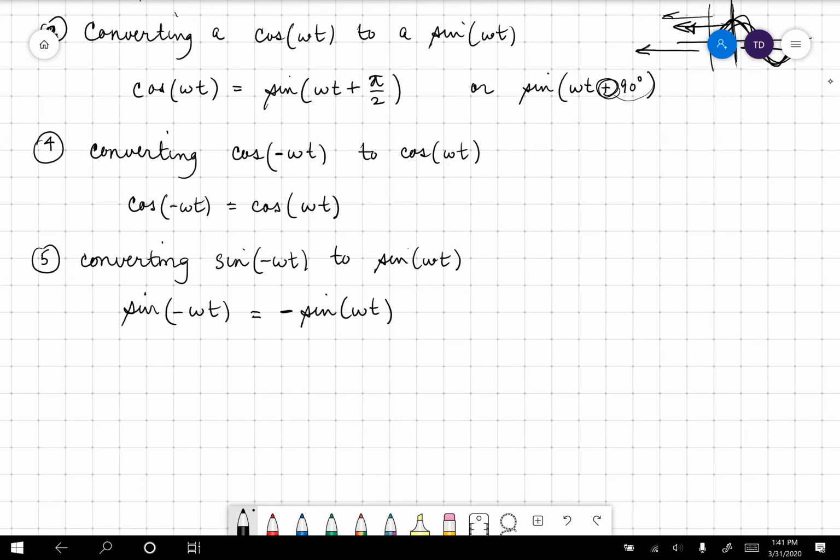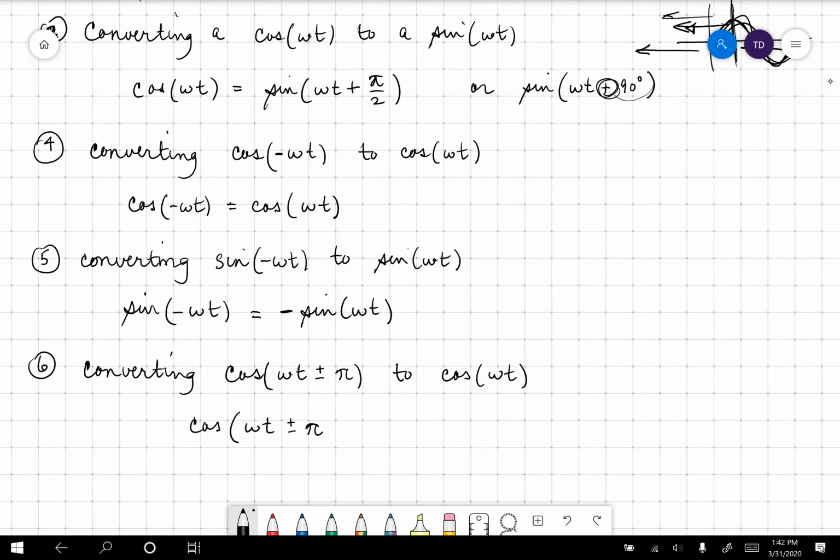Six and 7. Converting a phase shift of 180 degrees. Cosine of omega t plus or minus pi radians. And I just want to convert that to a cosine of omega t. Okay, what is that? Cosine of omega t plus or minus pi.